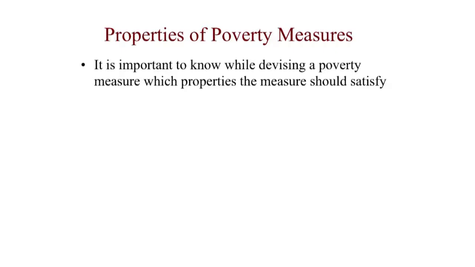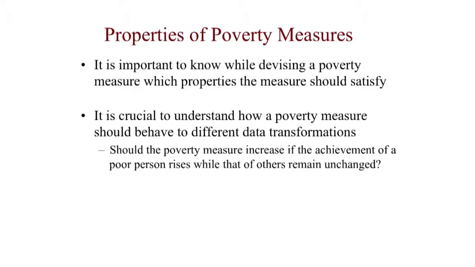So, two important things are there. It is important to know, while devising a poverty measure, which properties the measure should satisfy, and it is crucial to understand how a poverty measure should behave under different data transformations. That's the main idea.